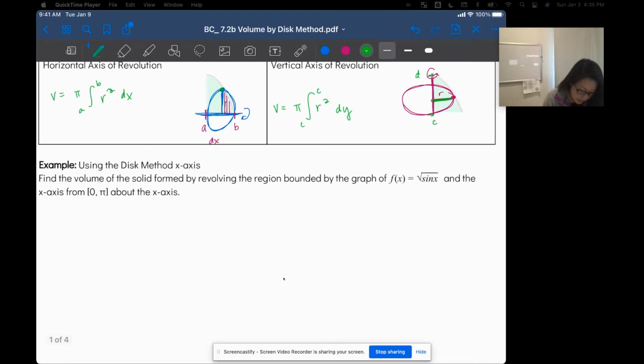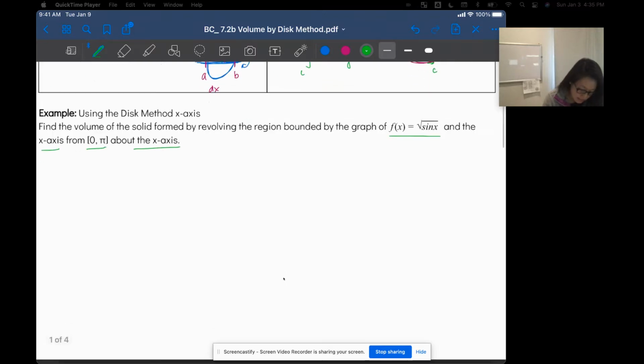So let's go ahead and play around with this a little bit. Find the volume of the solid formed by revolving the region bounded by the graph of f of x equals the square root of sine x, and the x-axis from 0 to pi, and we're going to rotate about the x-axis. Wow, that's jam-packed with information.